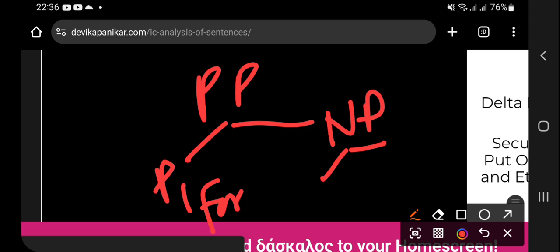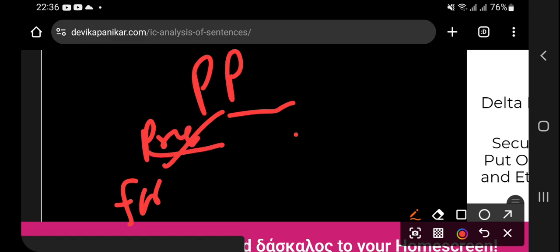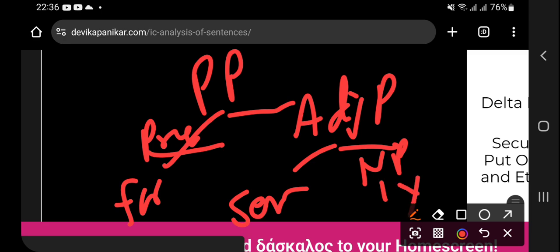So how to write the prepositional phrase? The preposition is for, then several years is the noun phrase. Prepositional phrase: the preposition is for, then several years is an adjective phrase. What is the adjective? Several. And then year is the noun phrase. This way it can also be analyzed.